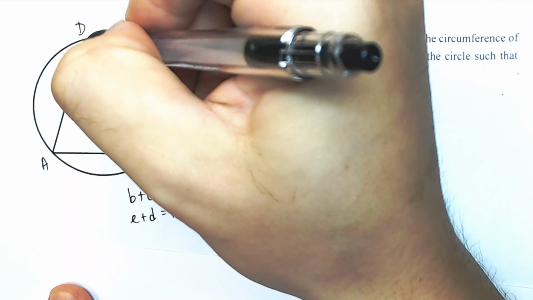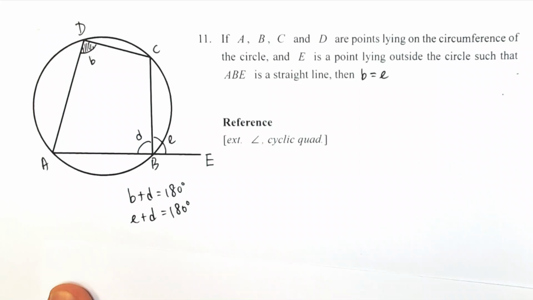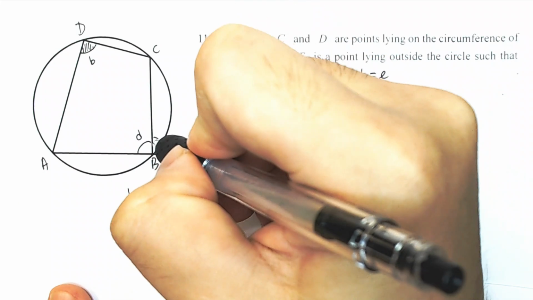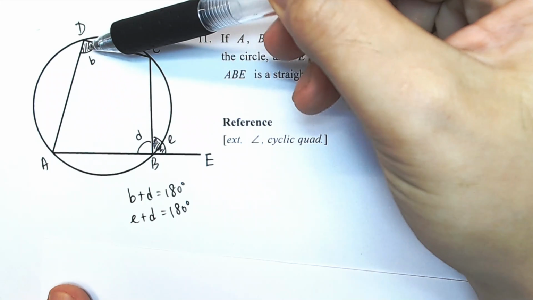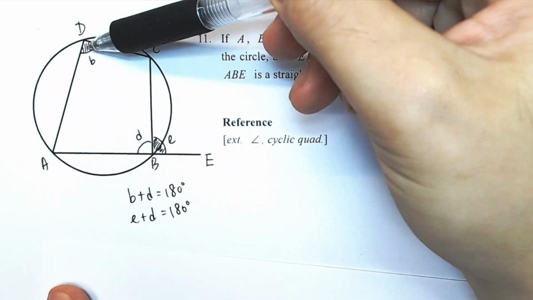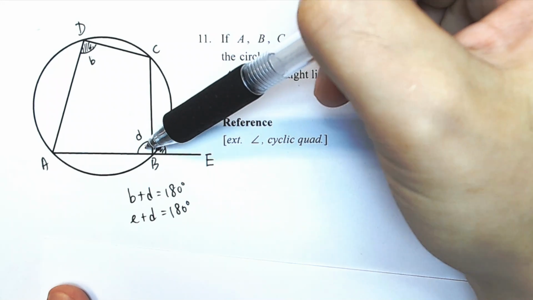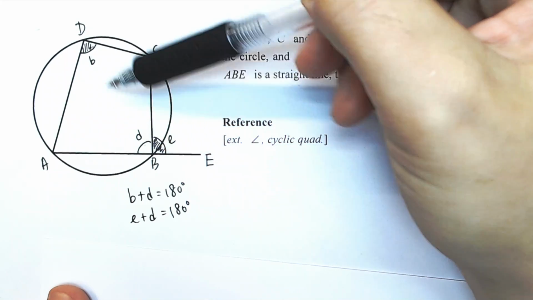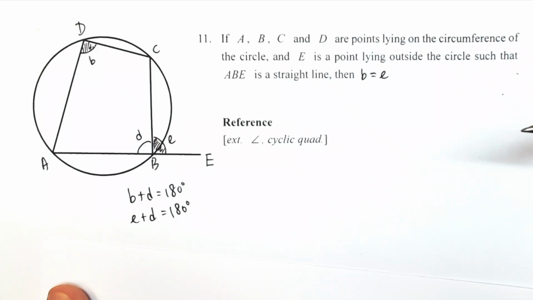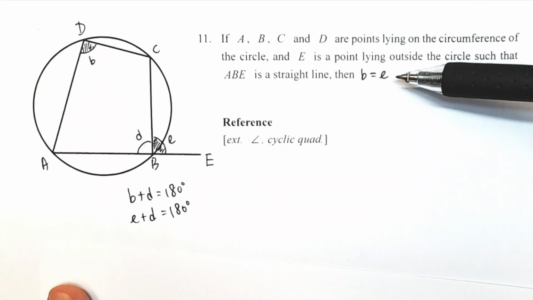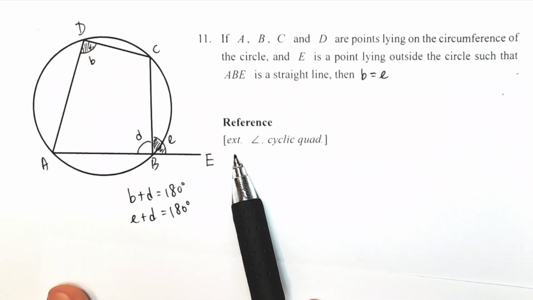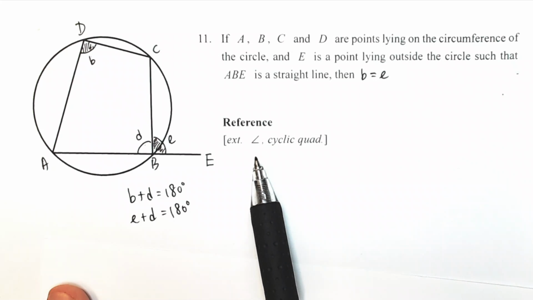So an interior angle in a cyclic quadrilateral is equal to an exterior angle of the cyclic quadrilateral. You just need to remember the position. For the interior angle here, the exterior angle would be the one next to the opposite of this interior angle. And when you want to conclude these two angles being equal, you need to quote the reference: exterior angle, cyclic quad.